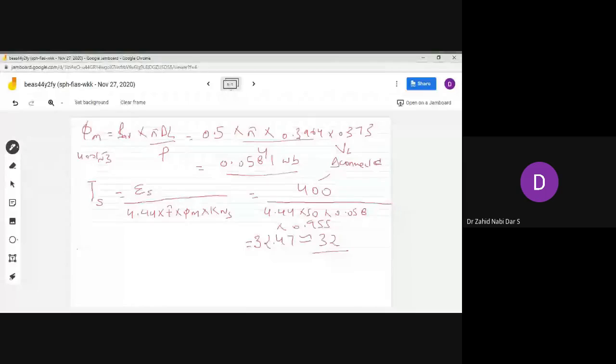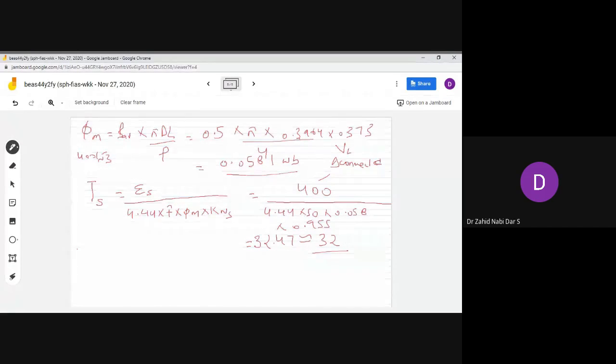Now he is asking for the number of slots. Before going to the number of slots, see how much total number of conductors would be there, that is Zs. If we got the value of Ts, tell me how many Zs values we will get. See, total number of conductors. If Ts is equal to this much, how much is Zs in terms of Ts?